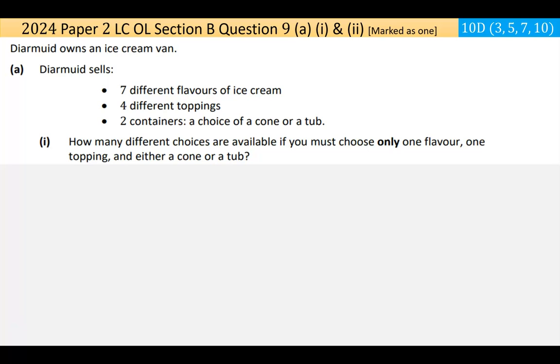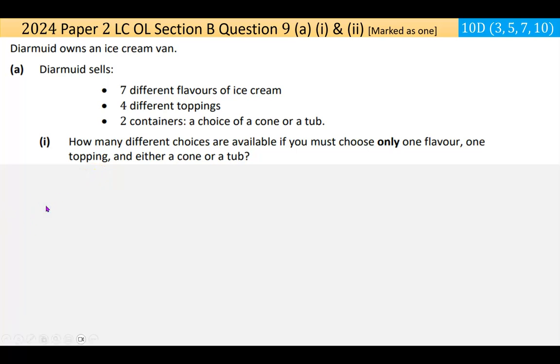So we're looking at probability here in the first little bit. Parts 1 and 2 are marked together and they have a 10-mark scale. Diarmuid owns an ice cream van. Part A says Diarmuid sells 7 different flavors of ice cream, 4 different toppings, and 2 containers, either a cone or a tub. Part 1 says how many different choices are available if you must choose only, and they've highlighted that, only one flavor and one topping and either a cone or tub.